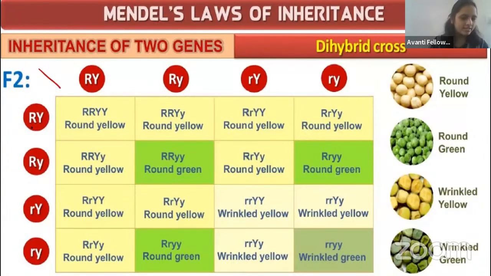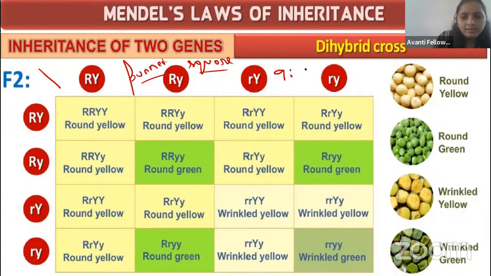When we cross both of the things, we can do this by the Punnett square. If there are more traits, we can do it by the Punnett square. This we will call a Punnett square. Okay, guys. So here we have got 16 offspring. In the 16 offspring, 9 are having round and yellow, 3 are having round and green, 3 are having wrinkled and yellow, and 1 is having wrinkled and green.